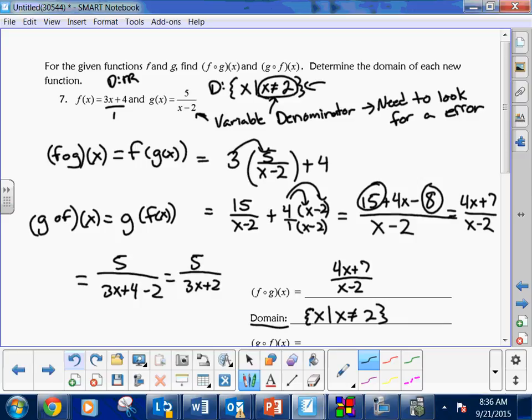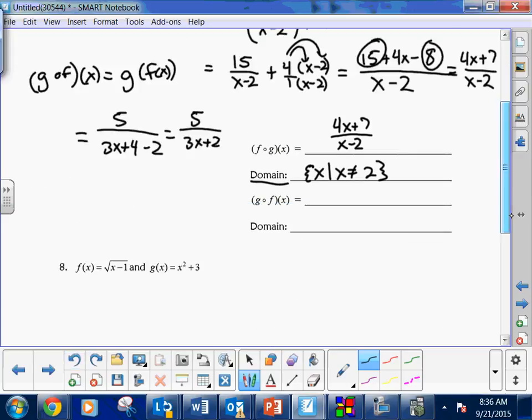Now this one was fairly simple to compose and to get a solution. No common denominator on this one. But what we did have is a new domain.